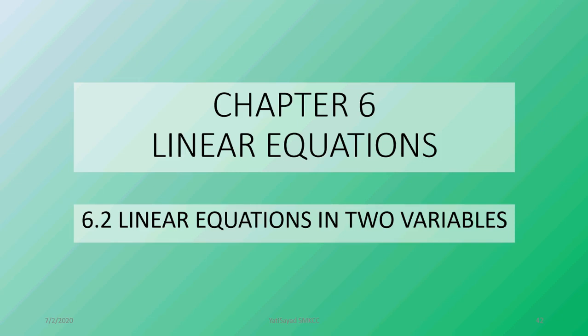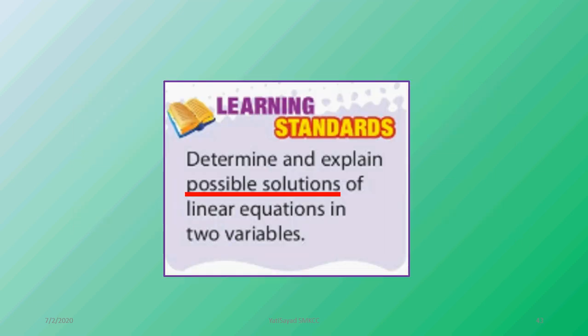Now let's look at the third and fourth learning standard in this subtopic 6.2 linear equations in two variables. Let's look at the third learning standard first. Determine and explain possible solutions of linear equations in two variables. The words possible solution over here show that your linear equations in two variables will have more than one solution.